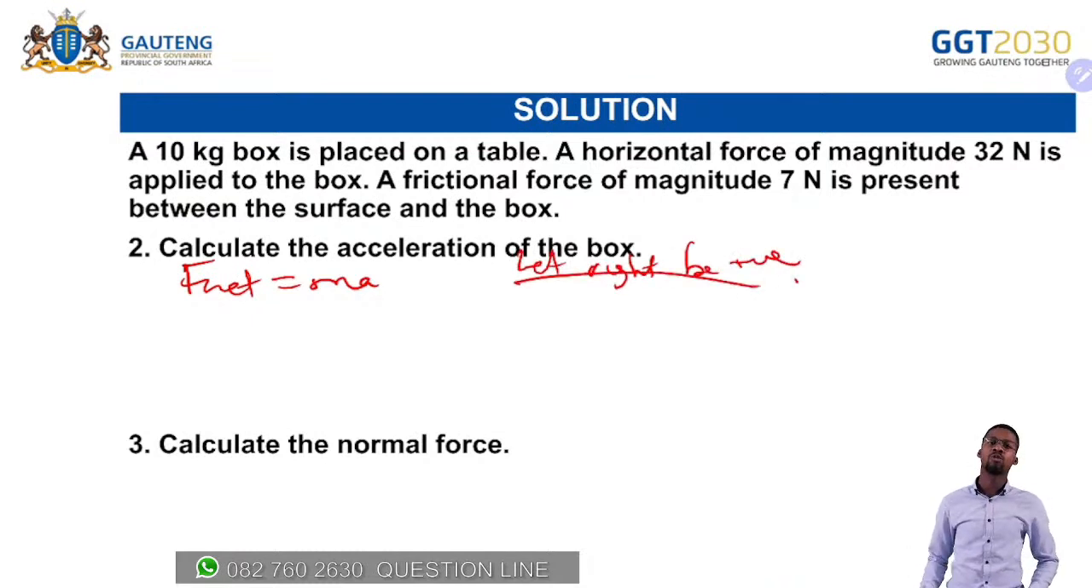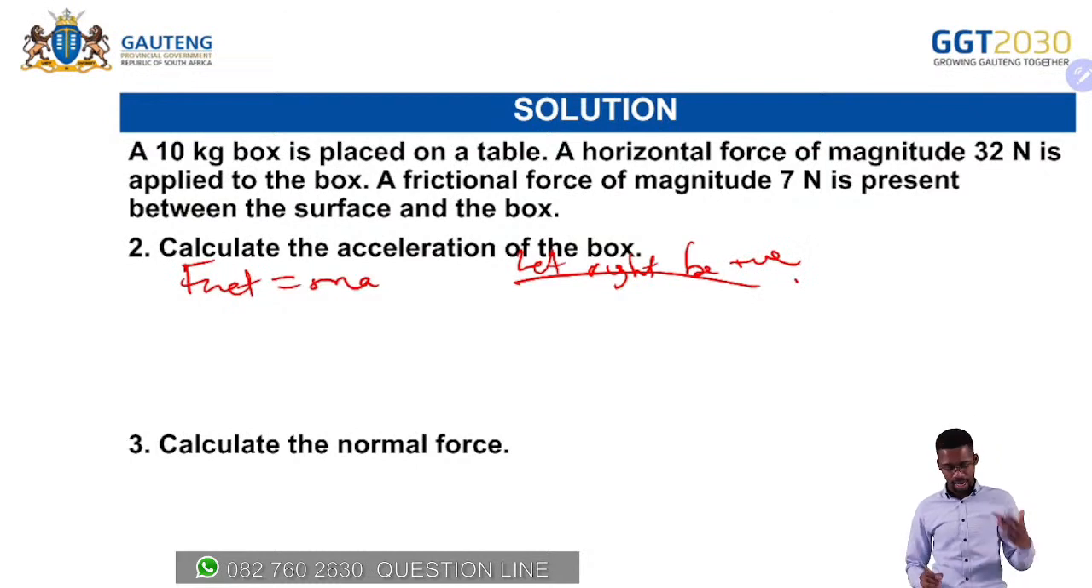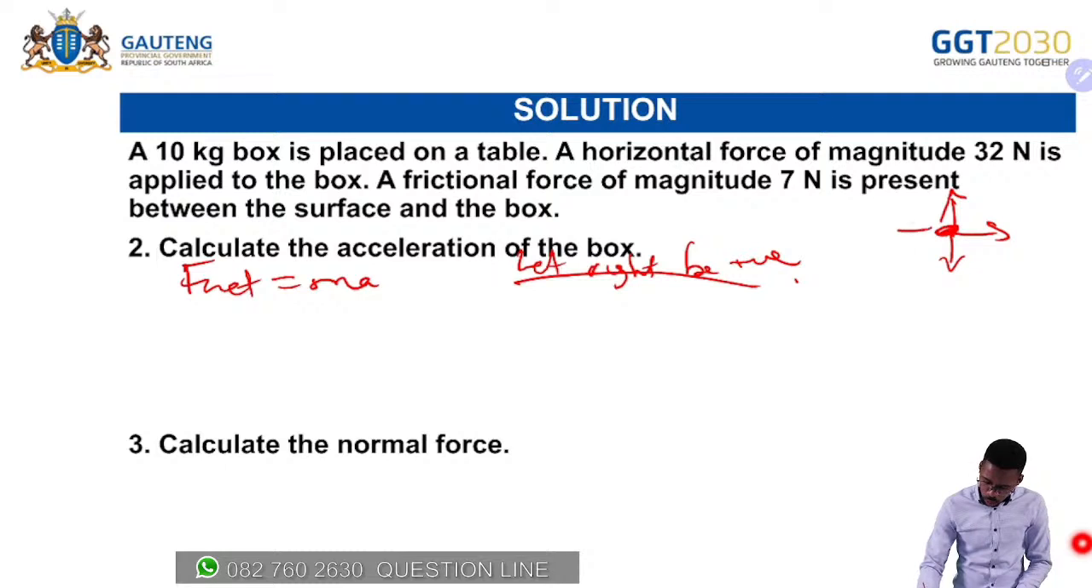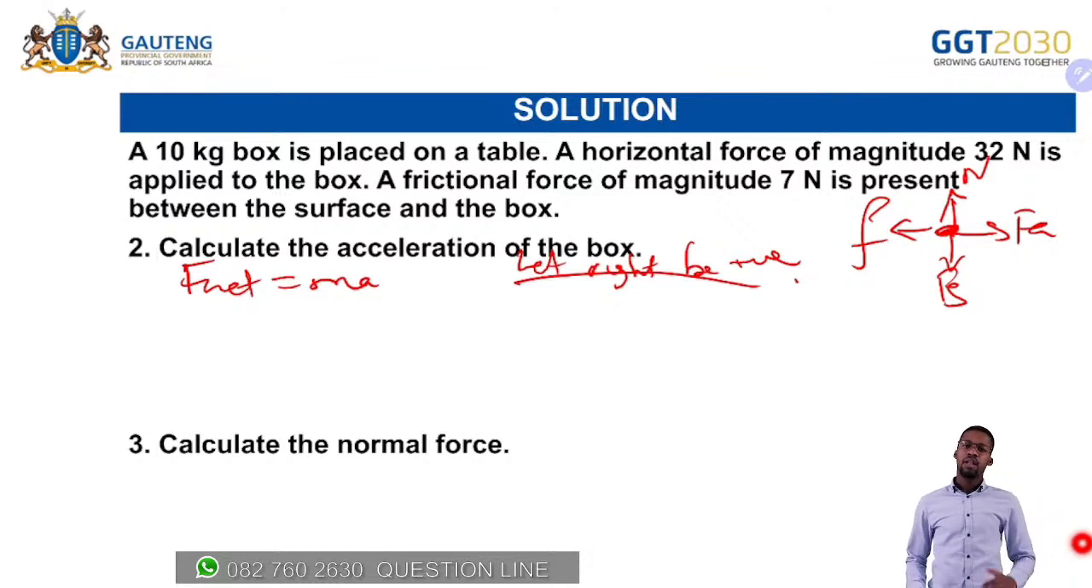Meaning that everything that goes to the left becomes negative. Net means total, so we must add all the forces that act on the object. According to our free body diagram, we had the normal force, force of gravity, applied force, and frictional force. The normal force is equal to the force of gravity, but in the opposite direction, so they cancel.